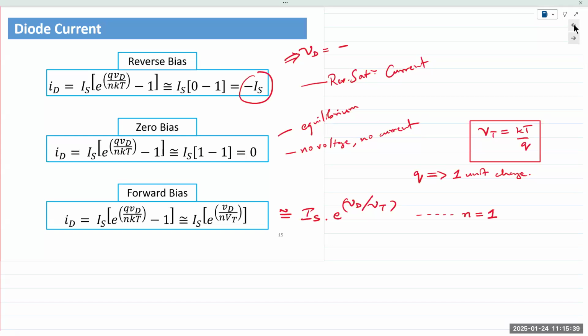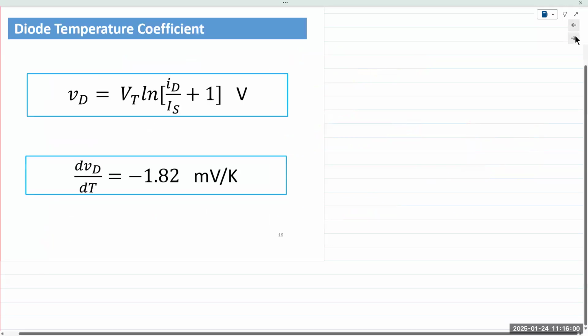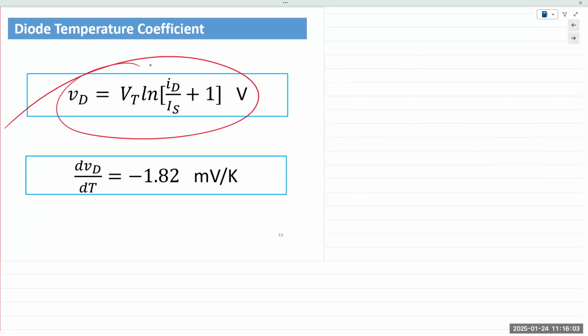So yeah, we would rearrange the terms. The question being asked was, how would we find voltage given the current? The answer would be to rearrange the terms. We would take IS to the other side, so it becomes ID over IS. Then the -1 becomes +1, and then you take the log of both sides, and we obtain this expression: VT times the log of ID over IS plus 1. So we can find diode current given the voltage, and we can find the diode voltage given the current.